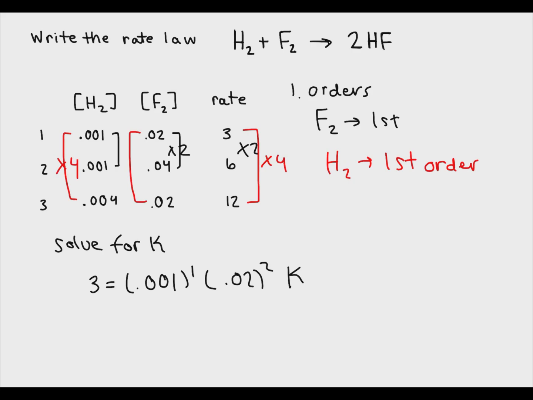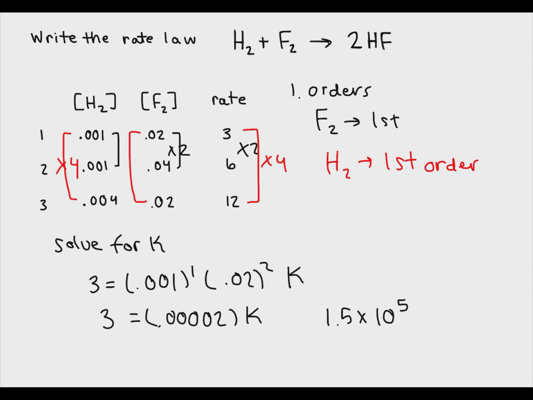So if we multiply 0.001 and 0.02, we get 0.00002 times K equals 3. Now all that's left to do is divide 3 by 0.00002. And when I do this, I get 1.5 times 10 to the 5th. It's very important to include units. For a second order reaction, the units are 1 over molarity second.